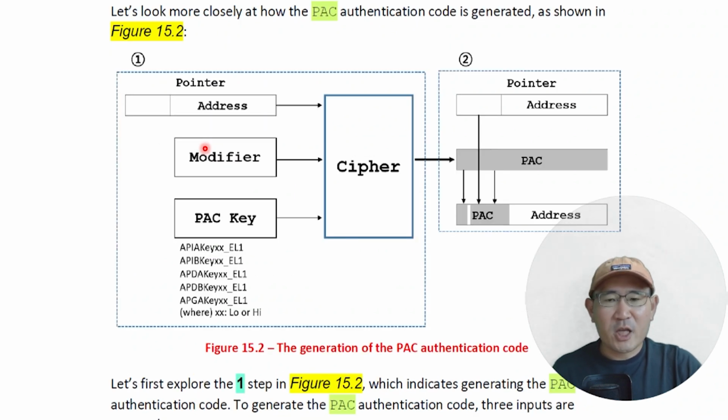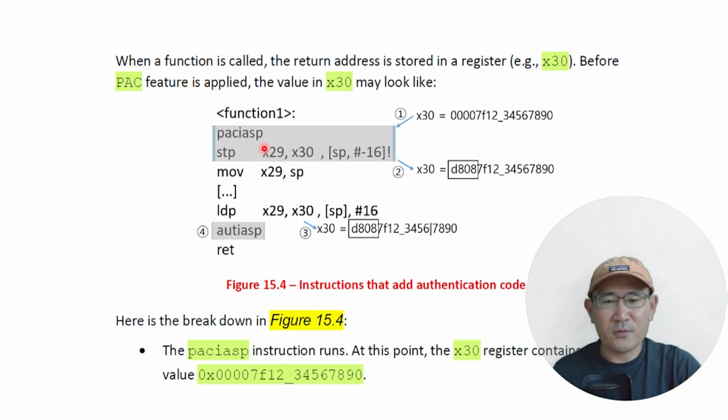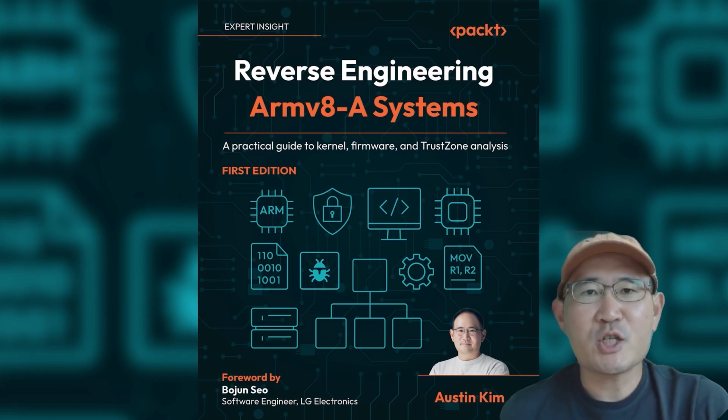The latest security features of ARM version 8 architecture are clearly explained. For example, pointer authentication code, branch target identification, and memory tagging extension are reviewed. Let's unlock essential binary analysis together.